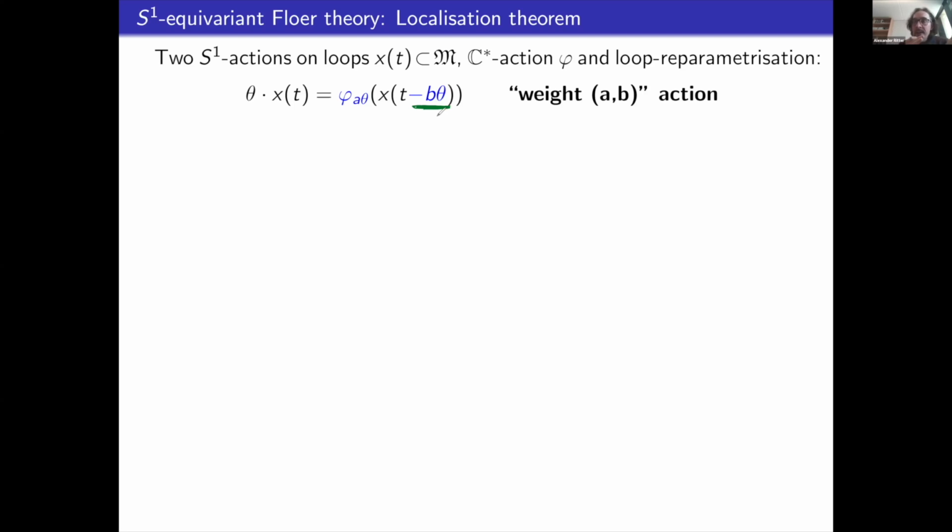reparameterization. Now we are instead in a situation where we also have an S1 action on the manifold. So we have a C star action on the manifold phi, and we can make this the S1 part of that act with a certain weight A. So what we have is two S1 actions. So we really have an S1 times S1 action. But for reasons which will become clear later, it's strategically best for us to just study one of these mixed actions at a time. So I call this a weight AB action if I act on the manifold with the S1 action with weight A and on the loop parameterization with weight B.